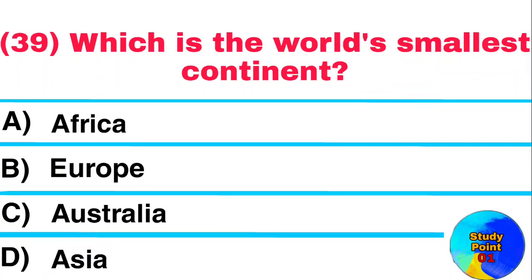Question. Which is the world's smallest continent? A. Africa. B. Europe. C. Australia. D. Asia. Answer. Australia.